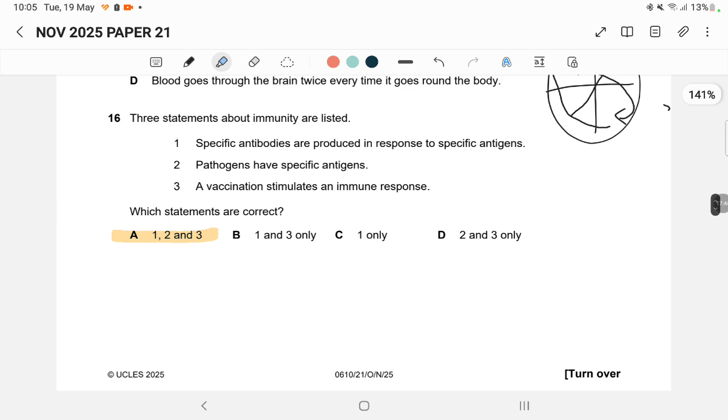16. The 3 statements about immunity are listed. Specific antibodies are produced in response to specific antigens. Pathogens have specific antigens; each pathogen has its own different antigens linked to it. A vaccination stimulates an immune response. Of course, a vaccination stimulates an immune response against viruses, because bacteria are killed by antibiotics, and I had explained that in the May-June 2025 variant 1 question paper.